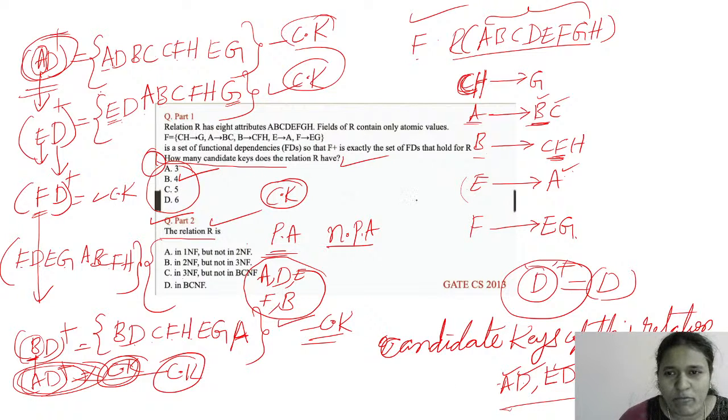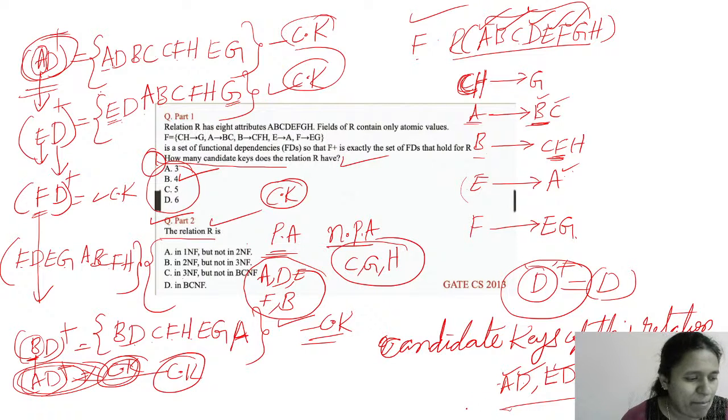Except A, D, E, F, B, we have C, G, H. C, G, H are the non-prime attributes.